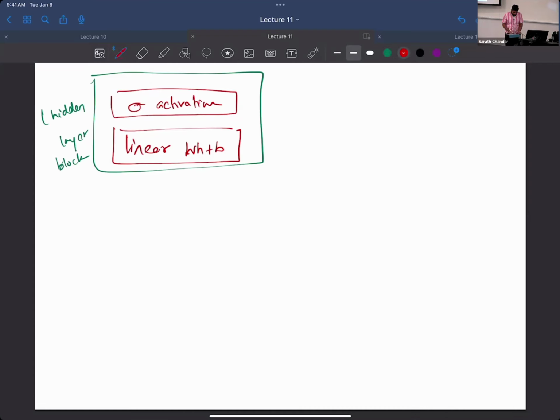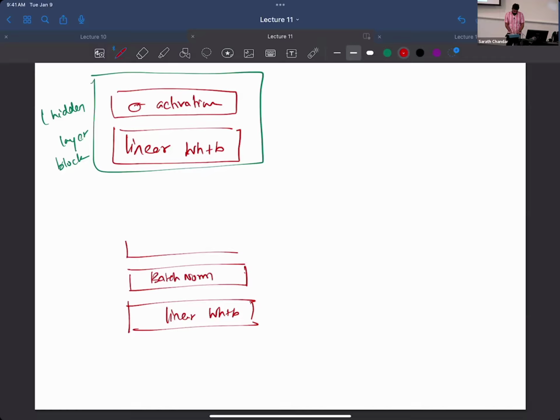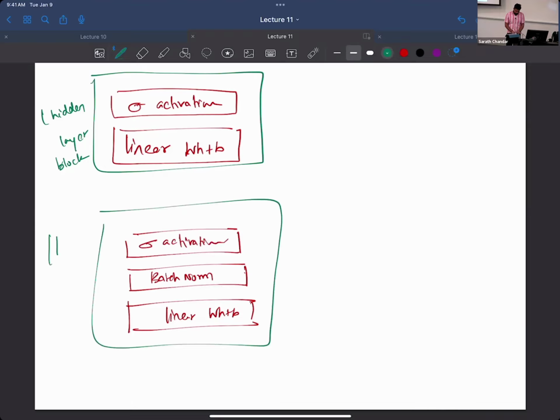Now with the idea of batch normalization, the hidden layer is going to look something like this. You have a linear projection, let's say Wh plus b. Then you have a batch norm layer. Then you have your sigmoid activation. So this is going to be my one hidden layer block.